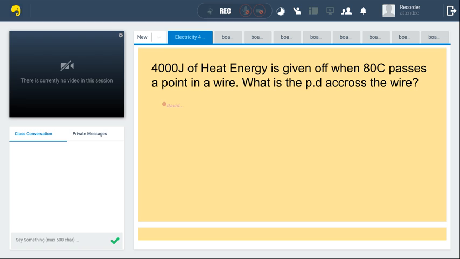So what we're saying is it passes a point. So we're saying overall that we get 4,000 joules. And we're getting 80 C. What is the potential difference across that wire?